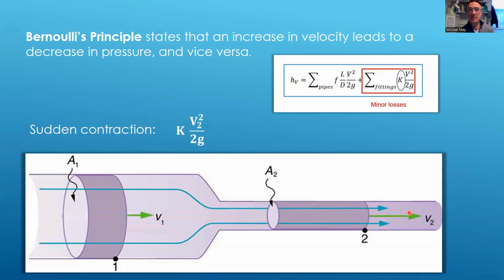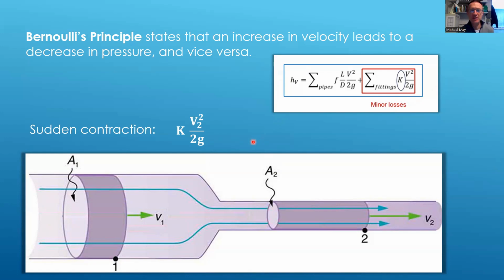The Bernoulli principle states that an increase in velocity leads to a decrease in pressure and vice versa. So velocity and pressure are inversely related to each other. So what we have then, as when the velocity increases, we have a minor pressure loss. And this is our minor loss equation.